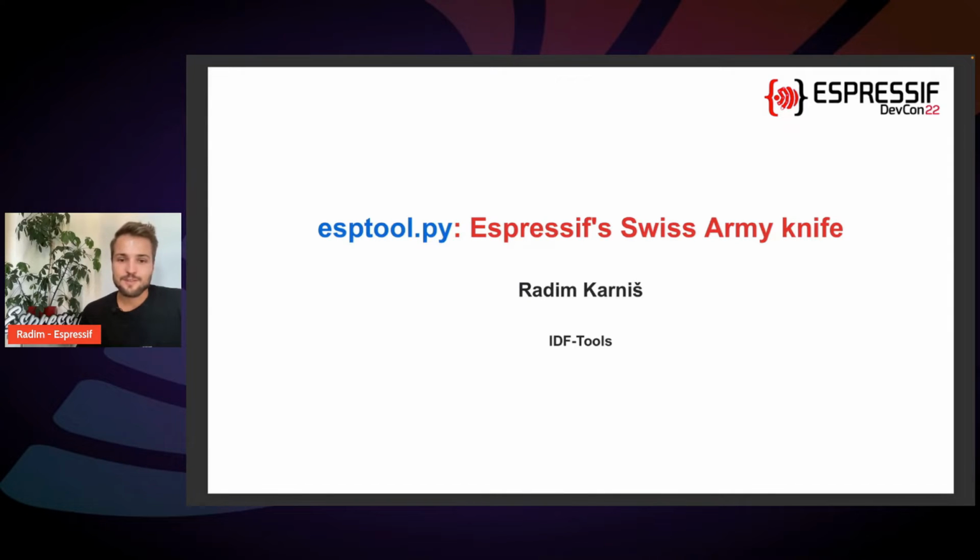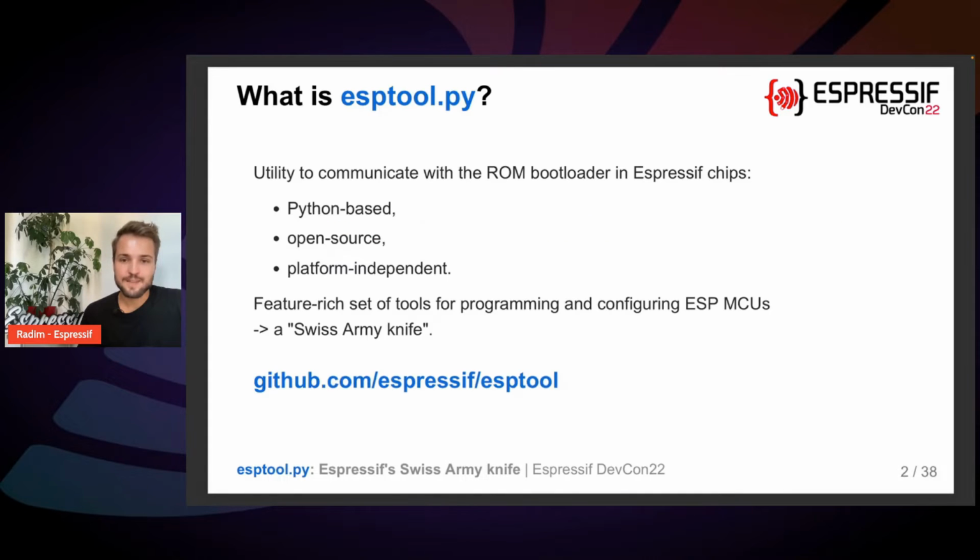Today I'm going to talk about esptool.py, Espressif's Swiss Army knife. So to start, what is esptool.py? It's a utility to communicate with the ROM bootloader in Espressif chips. It's Python-based, completely open source, and platform independent. In other words, it's a feature-rich set of tools for programming and configuring ESP MCUs. That's why I often call it a Swiss Army knife.